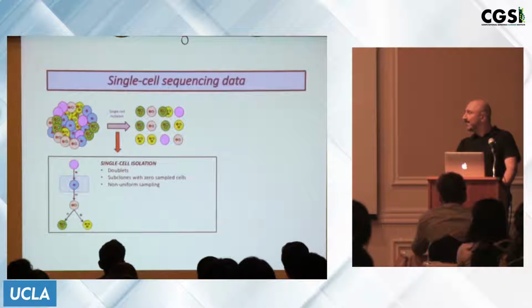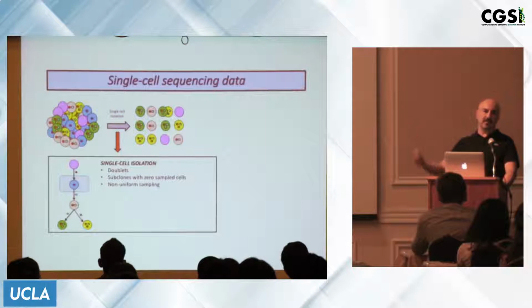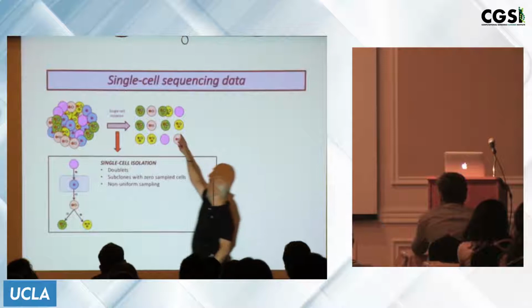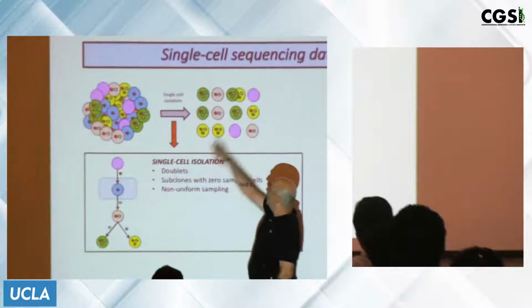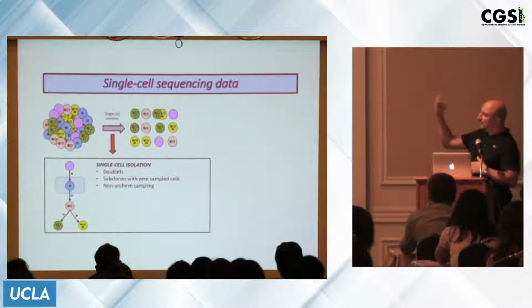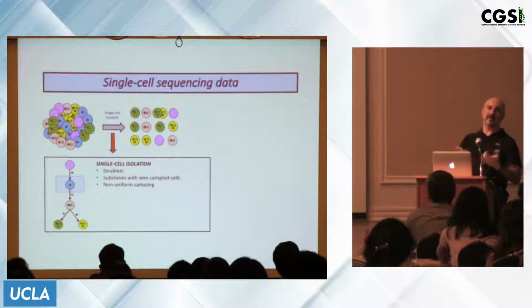Then there will be some subclones with zero sampled cells, right? You'll miss some subclones, even though, say, you got a handful of cells from this mixture. You can see a doublet indicated here. You treated it as a single cell. These are normal. You'll notice that from the blue subclone, there are no representatives that will make the analysis more complex. And also, the sampling will be non-uniform. You won't be able to get the true variant allele frequencies. You won't be able to easily figure out the order of these mutations.